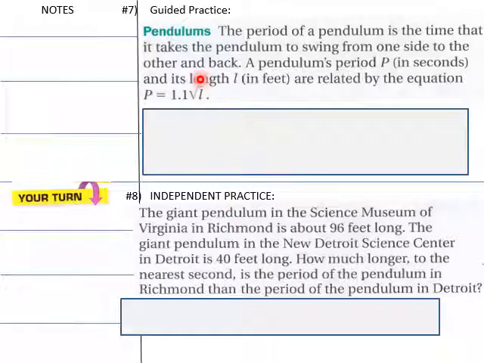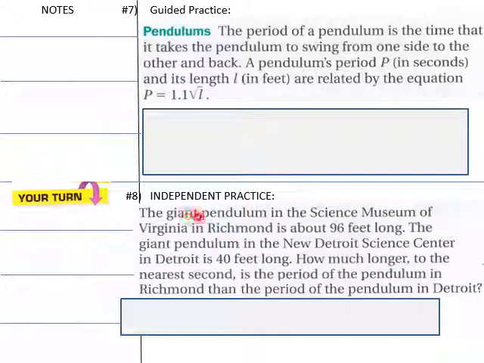Okay, so let's get into a pendulum problem here. The period of a pendulum is the time it takes the pendulum to swing from one side to the other and back. A pendulum's period P in seconds and its length L in feet are related by the equation period equals 1.1 times the square root of L. And then this continues down here.